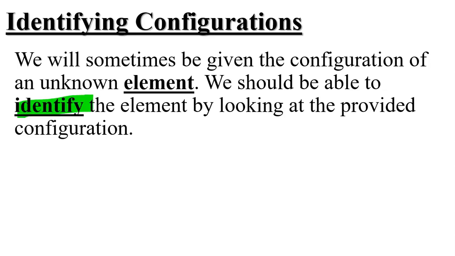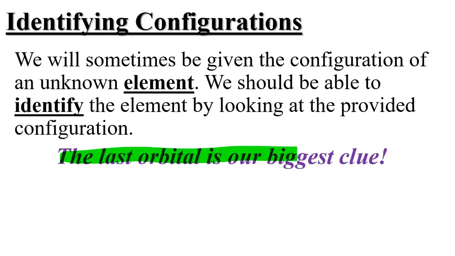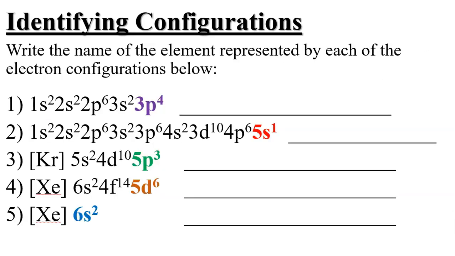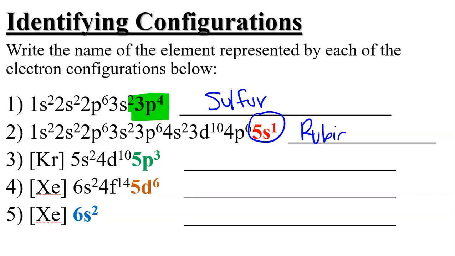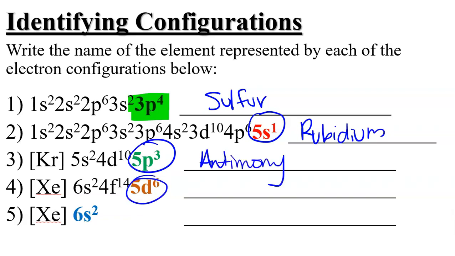So since you know how to write out the electron configuration, you should be able to identify the element by looking at the provided configuration. Remember, your last orbital is your biggest clue. So let's go ahead and practice. Use these and follow along on your periodic table of elements and look at your last location. You should be able to identify immediately where your 3p4 is. And that's going to be sulfur. Then you look at 5s1, that's rubidium. 5p3 is going to be antimony. 5d6 is osmium. And 6s2 is going to be barium.